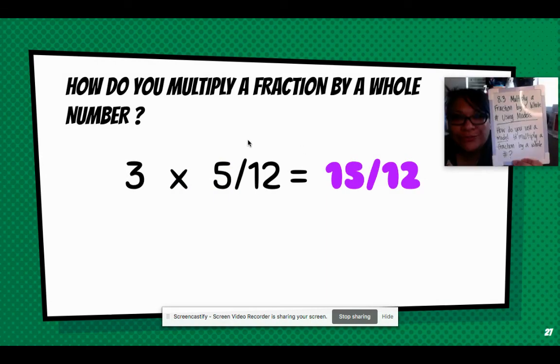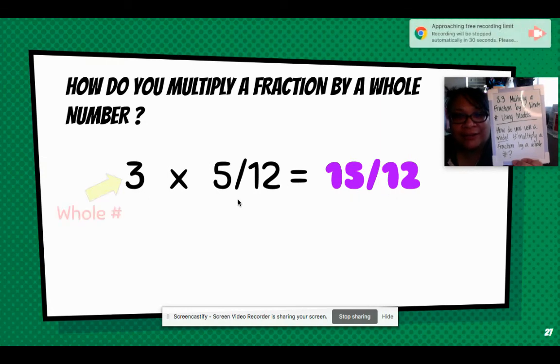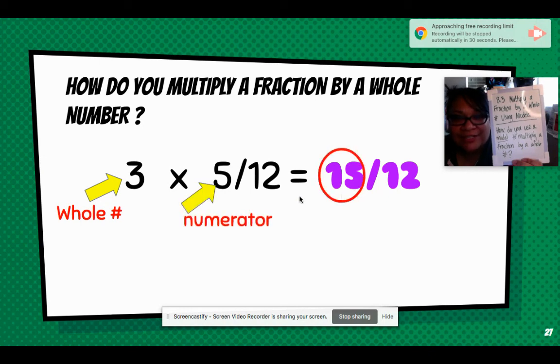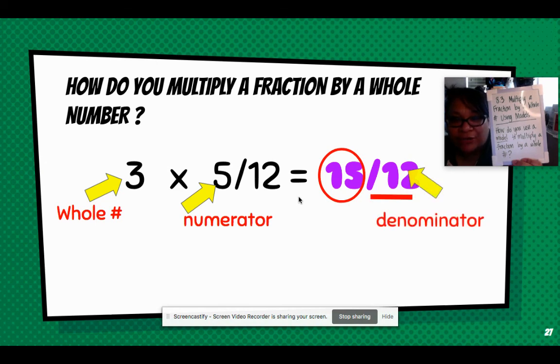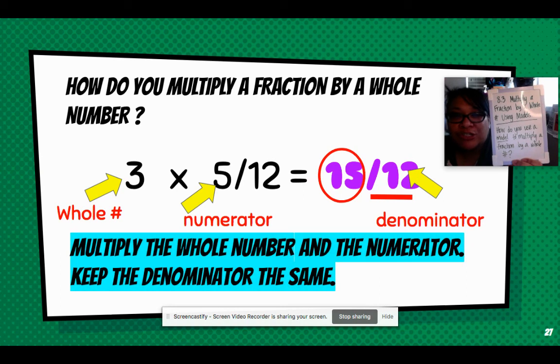Now, how do you multiply a fraction by a whole number? Well, you multiply the whole number times the numerator. Let's show you right there. There's the whole number, numerator, and that gives us 15. 3 times 5 is 15. And the denominator, you'll see, stays the same. You multiply the whole number and the numerator, and you keep the denominator the same.